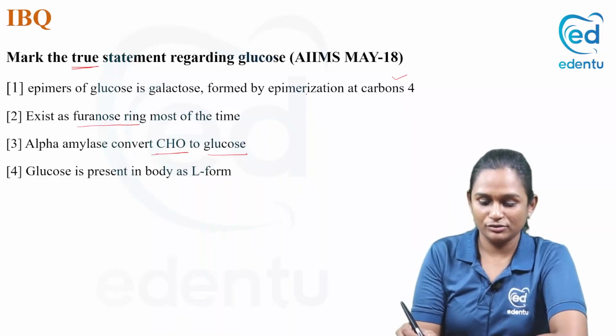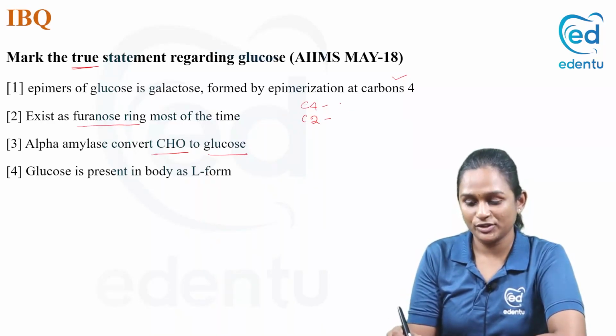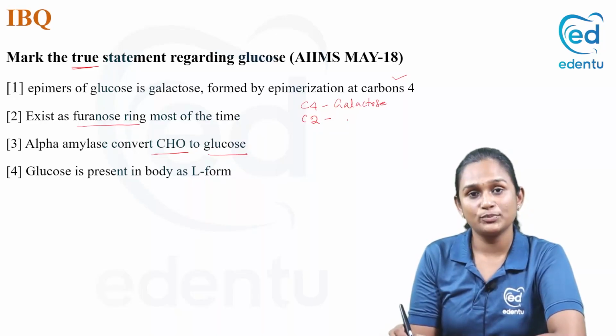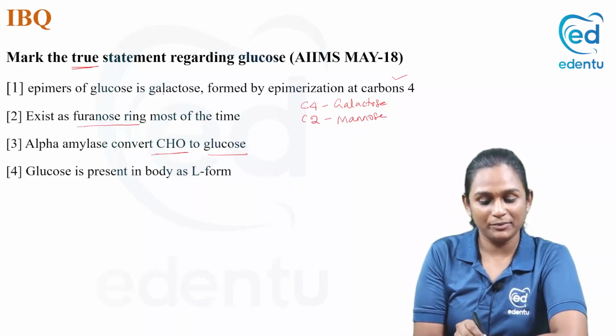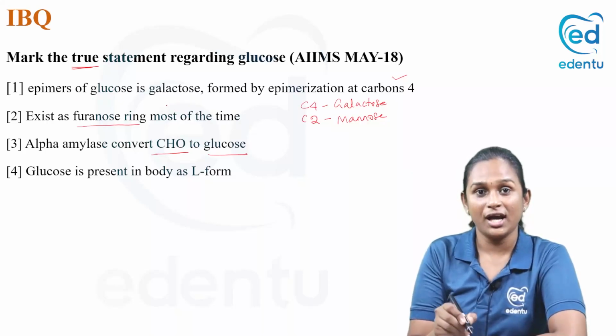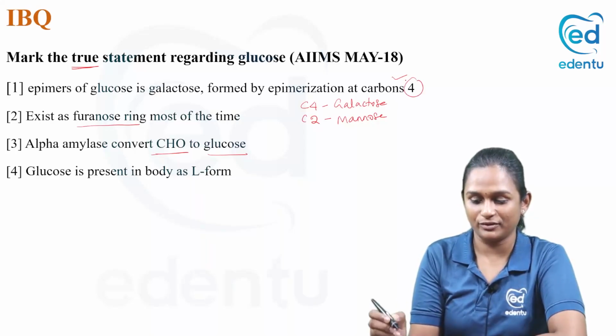atom. Yes, so glucose has two epimers, one at C4, one at C2. The C4 position epimer is galactose. Yes, and the C2 position epimer of glucose is mannose. So the first statement here is epimer of glucose is galactose. Yes, we agree. Galactose is an epimer of glucose, at C4. Yes, the first option is right.